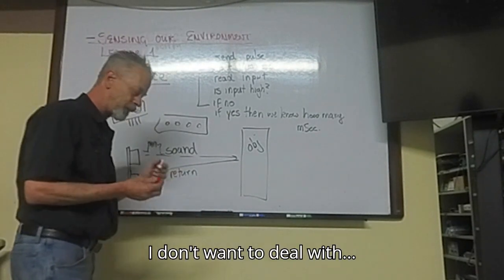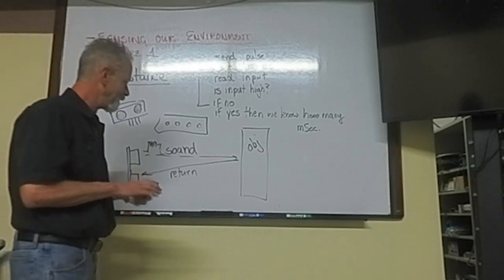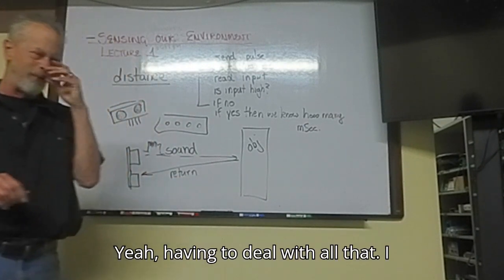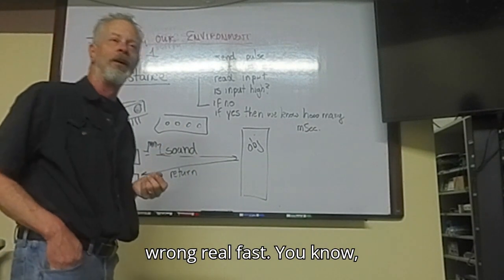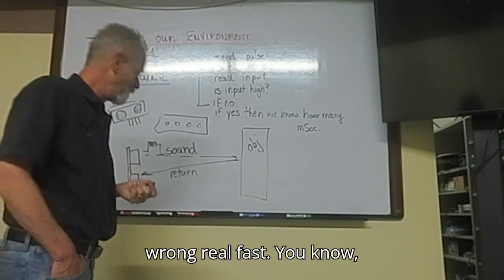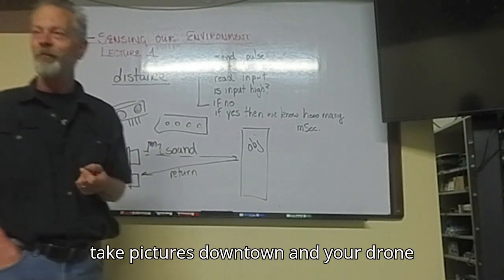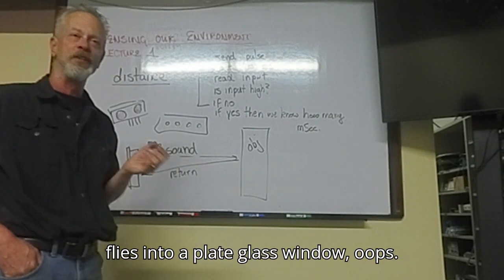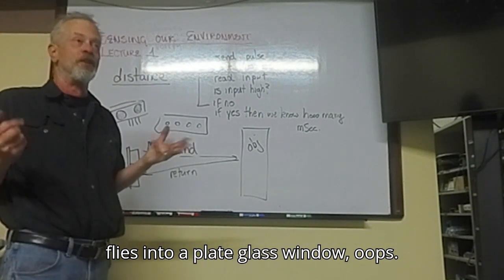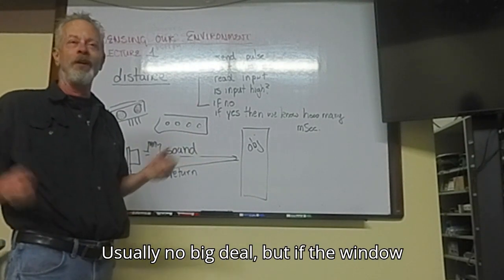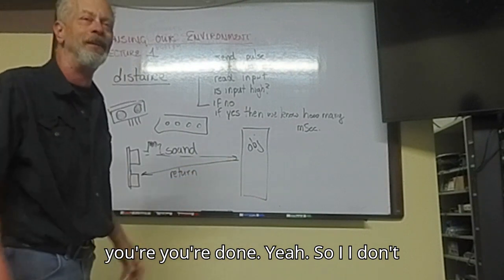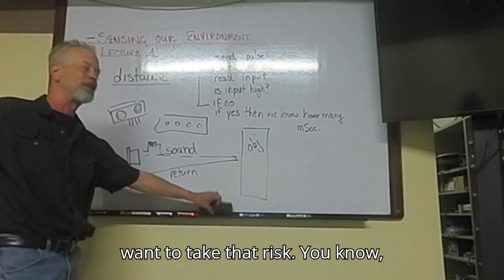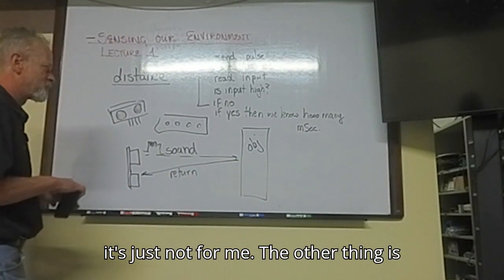I don't want to deal with having to register it with the FAA and stuff. Yeah, and having to deal with all that. If you know physics, you realize that a lot can go wrong real fast. You want to go downtown and fly around, take pictures, and your drone flies into a plate glass window. Oops, usually no big deal, but if the window breaks and falls on people down below, you're done. So I don't want to take that risk. It's just not for me.